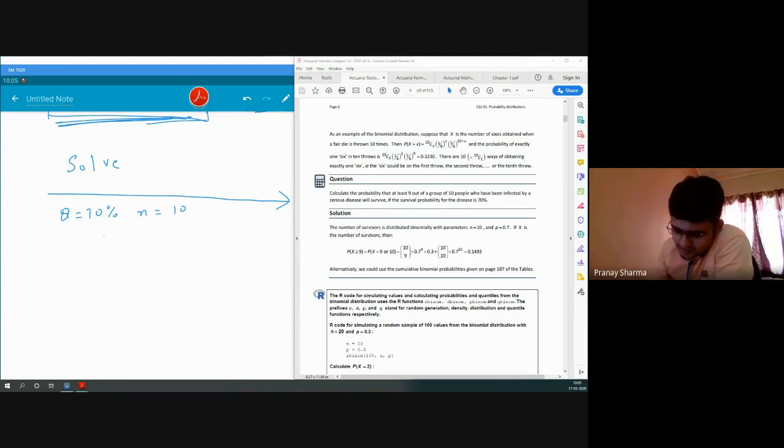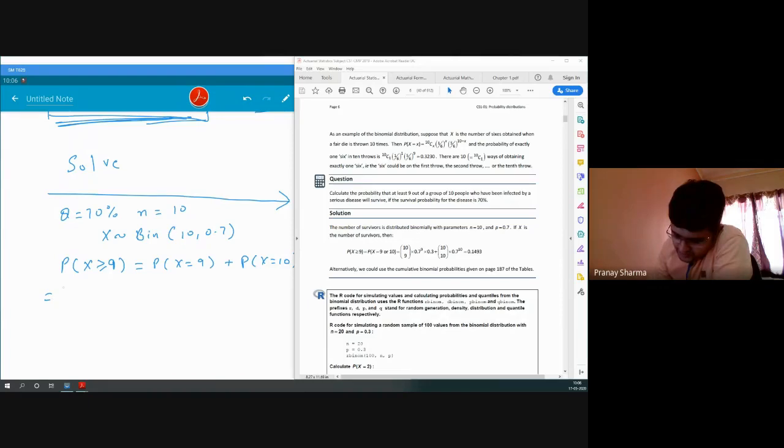So this is nothing but our binomial distribution. So we say X follows binomial 10 comma 0.7. We'll say the probability that at least 9 survive. So at least 9 would be X greater than or equal to 9. At least 9, that is nothing but probability X equals 9 and probability X equals 10. At least 9, right?